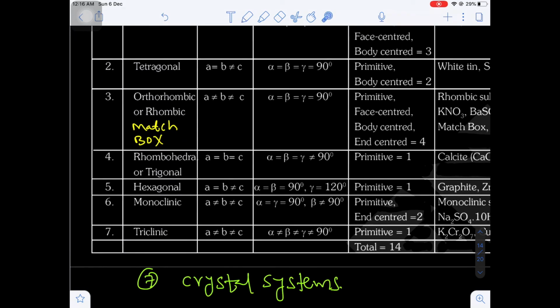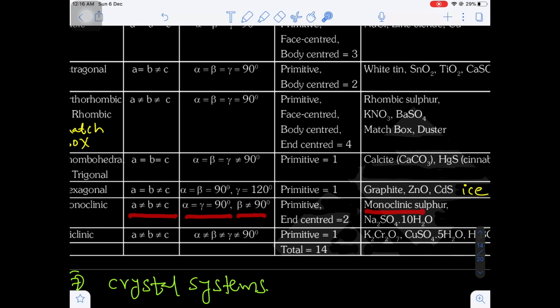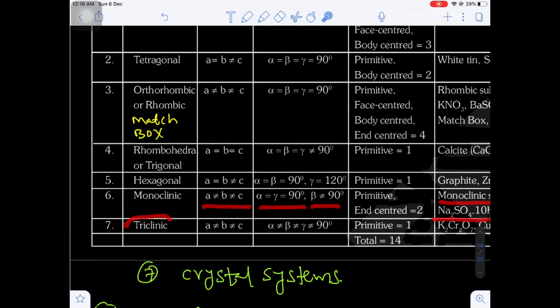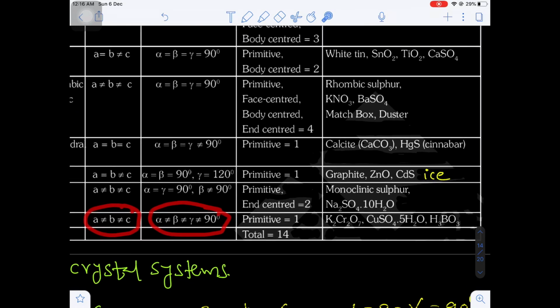Okay, next to monoclinic system. In monoclinic system, A not equal to B not equal to C, alpha gamma 90 but beta not 90. Example, monoclinic sulfur, Na2SO4 10H2O. And one more last example, triclinic system where A, B, C not equal and alpha, beta, gamma not equal to 90. Example, potassium dichromate, copper sulfate pentahydrate, H3BO3, that is called boric acid.